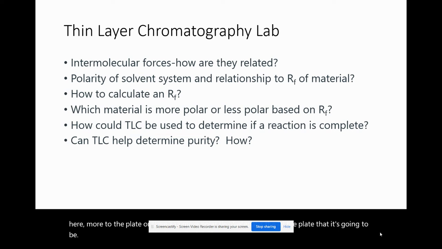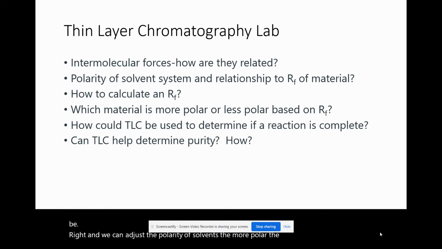Right? And we can adjust the polarity of the solvents. The more polar the solvent, the faster the polar materials are going to move up, as well as the nonpolar materials. So this concept of RF is related to polarity. If I'm looking at two spots, the higher spot is less polar, the lower spot is more polar. And you should know how to calculate the RF.